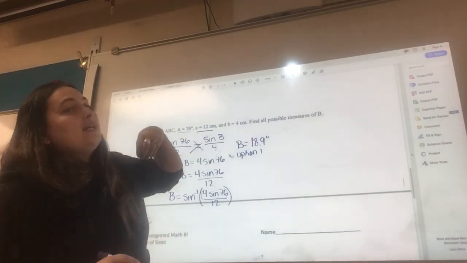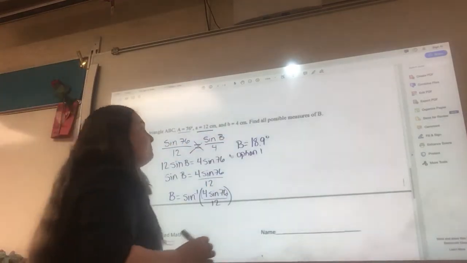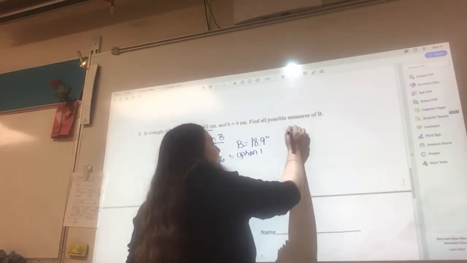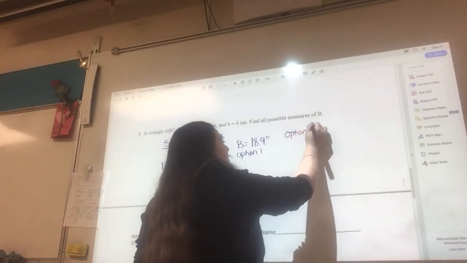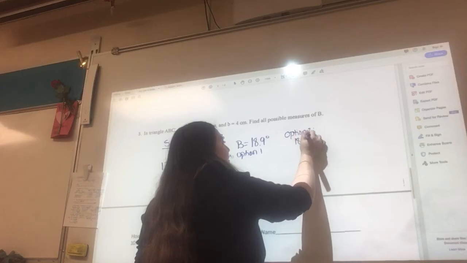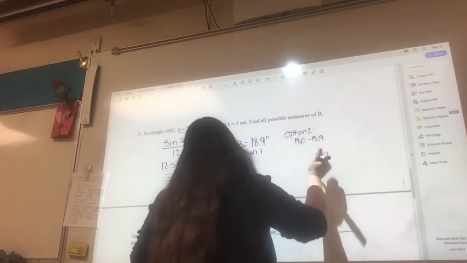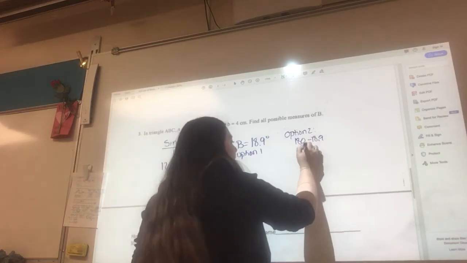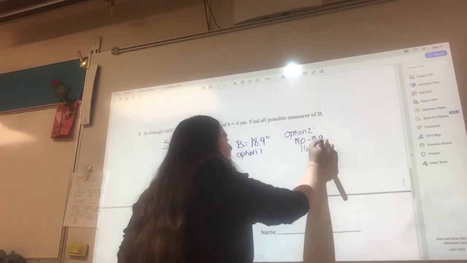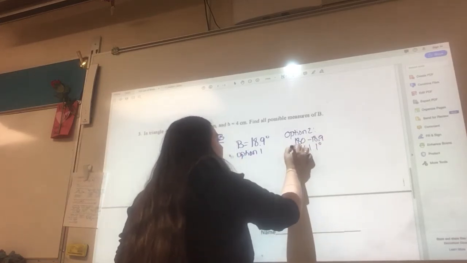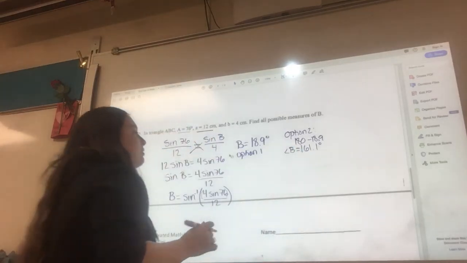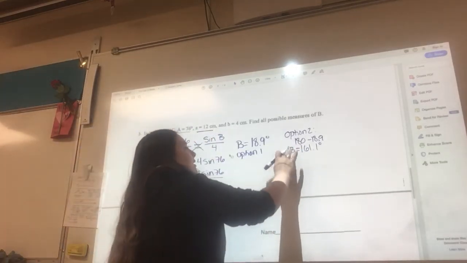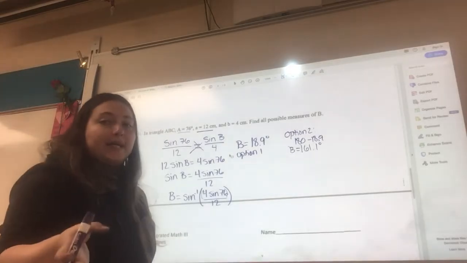But now we need to see if there is a potential other measurement. So option 2 says we're going to take 180 minus 18.9. And we're going to see it's going to get us 161.1 degrees. So this is another angle for B potentially. I don't have to write that. But we have to check it.